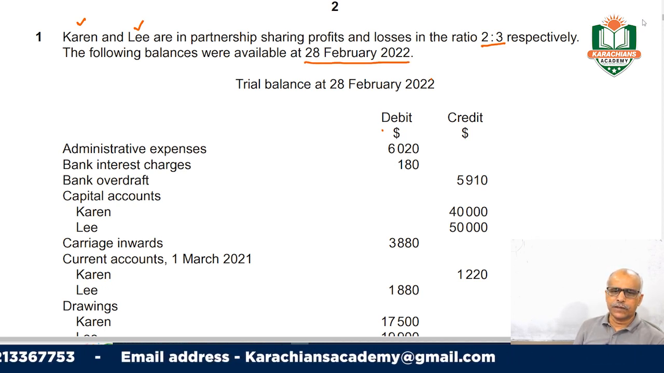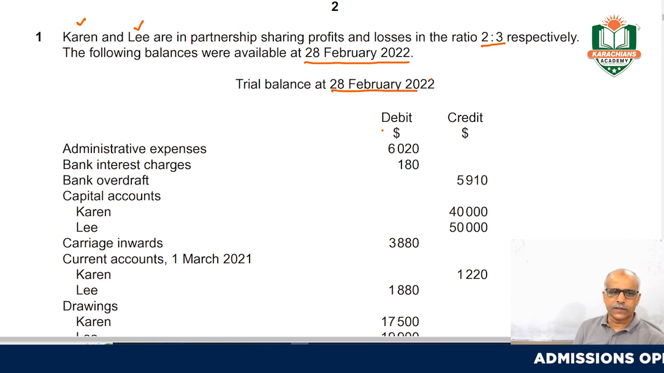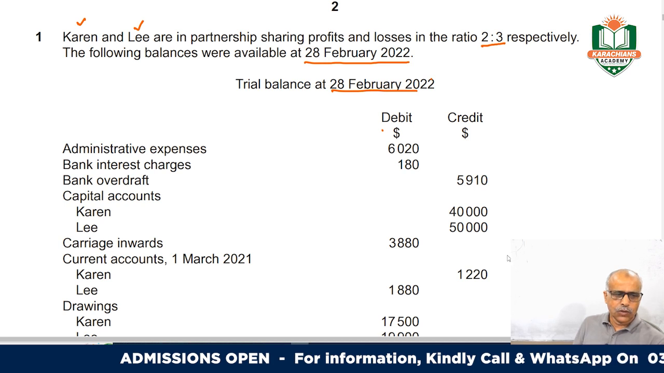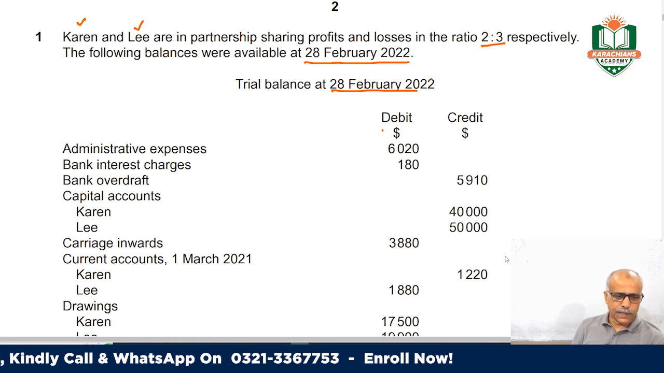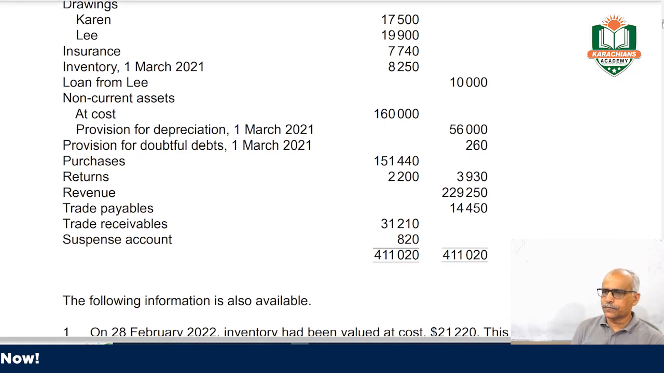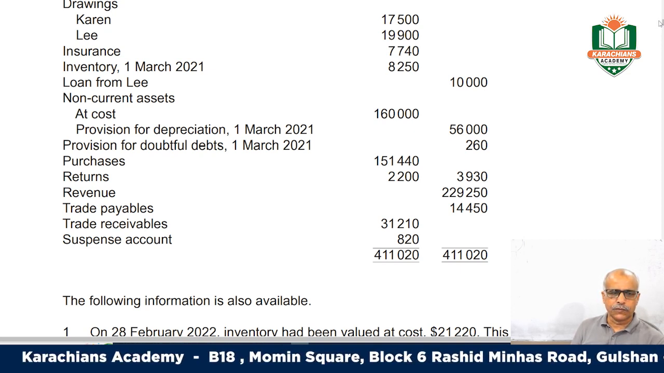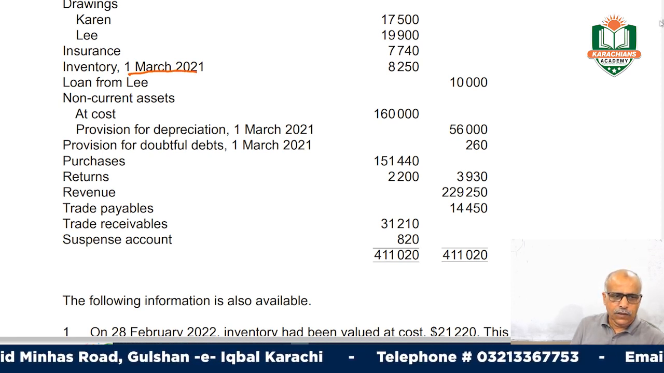So their year ends on 28th of February, which means their financial year is March to February. The trial balance given on this date has administrative and interest charges, bank overdraft, capital accounts of Karen and Lee, carriage inward, current assets, and current accounts of Karen and Lee. Then, see the questions very carefully. Insurance is given, and inventory on 1st of March, okay, this is your opening inventory, right?